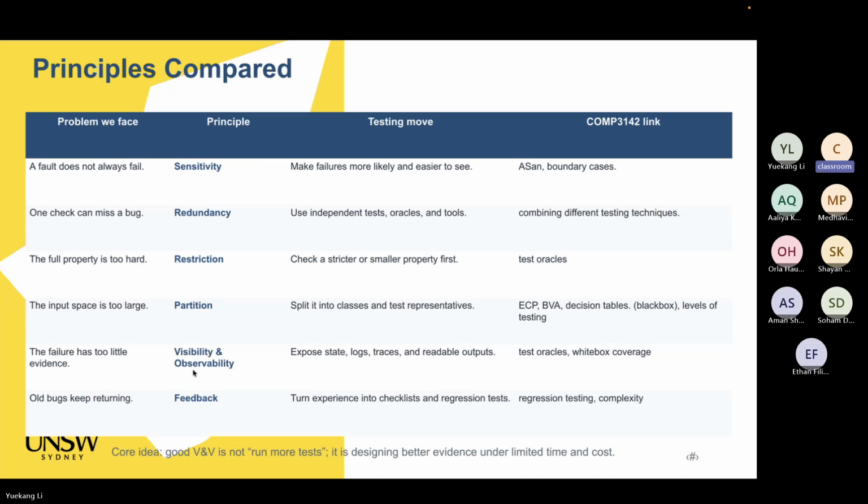And for visibility and observability, they will also be related to test oracles and also white box coverage. If we have the source code, how can we count our test coverage to observe more information? And for feedback, it's related to regression testing and software complexity. So all the principles here are not coming out of nowhere. They are not just coming out of the textbook, and we are not going to stop using them after we learn them. They will be with us in this course.